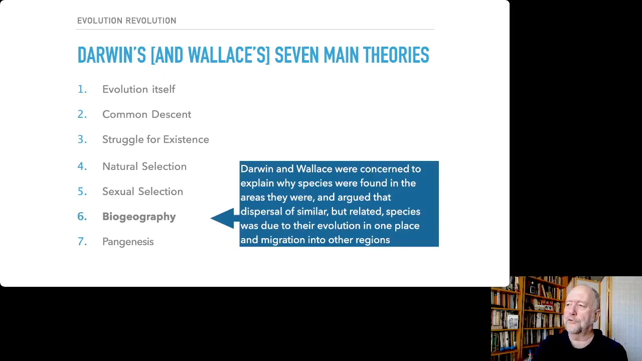Darwin and Wallace were also concerned to look at the dispersal and the place in which the organisms lived. That's the biogeographic stuff that I talked about. Wallace is probably more influential than Darwin, but Darwin certainly had talked about this.